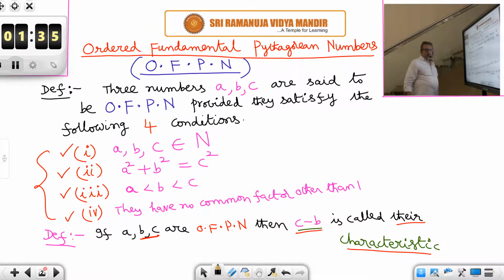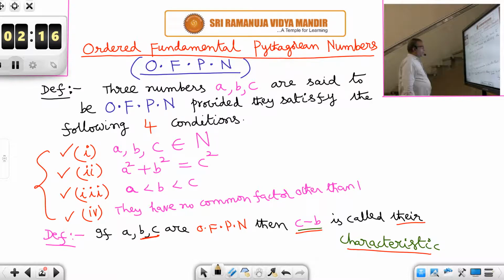So we were discussing about OFPN in the last class. Up to characteristic 8 I have proved. We have found all the OFPN with characteristic 1, 2 and 8. That means we have found a formula to generate all the OFPN with characteristic 1, 2 and 8. And we have proved that there are no OFPN with characteristic 3, 4, 5, 6, 7.